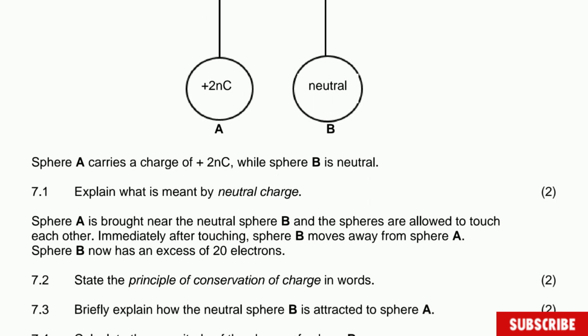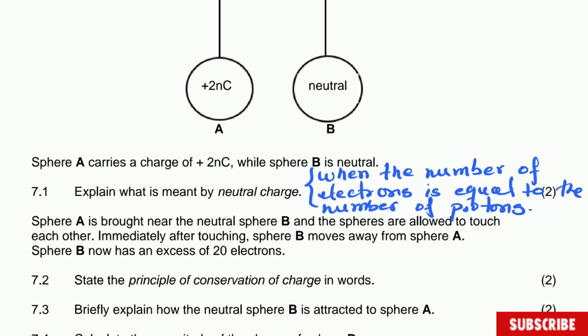Now question 7.1: explain what is meant by a neutral charge. And what do we have to say here? We have to say that a neutral charge is when the number of electrons is equal to the number of protons. There are 2 marks for saying that, guys, and this one you learned in grade 8, so it should not be a problem. It's quite simple if you read carefully.